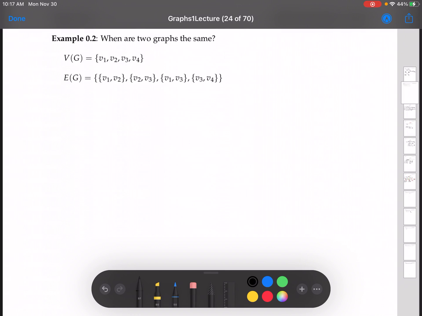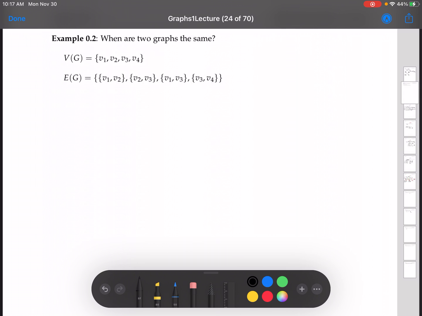In this video, I want to talk about when are two graphs the same. And you'll notice that this is exactly the same graph definition for the graph that I drew in example 0.1. So now let's imagine two different people, person one and person two, interacting with this definition of this graph G.